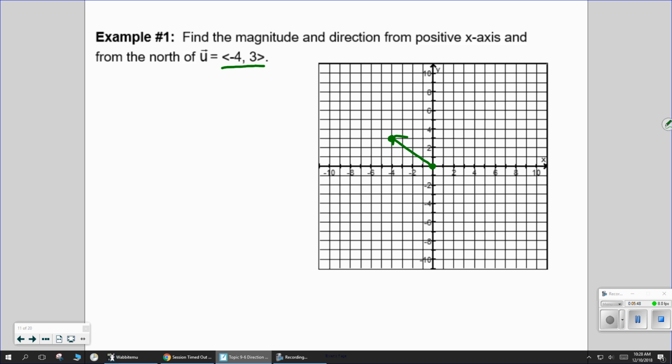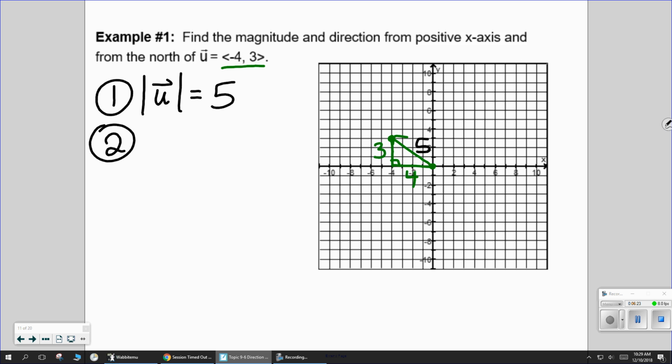So I'm going to draw in my vector, and let's make a triangle out of it like we did on the last lesson. Here's my right triangle, and I know that this side of the triangle is 4 and this side is 3, so we know that the magnitude of vector u, so remember we're going to put our symbol, vector u, that means the magnitude. We know the magnitude or the length of the vector would be 5. All right, number 2.